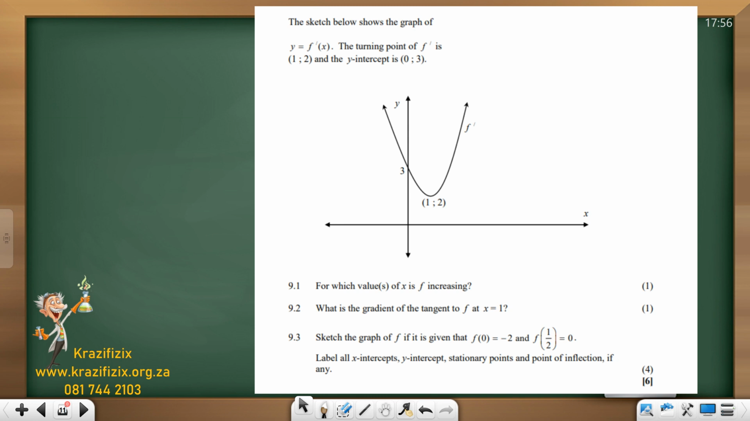Now, the first thing you need to notice, guys, is you are given the derivative, and I said the derivative is always the second part of the graph. Is that okay? The derivative is always the second part of the graph.